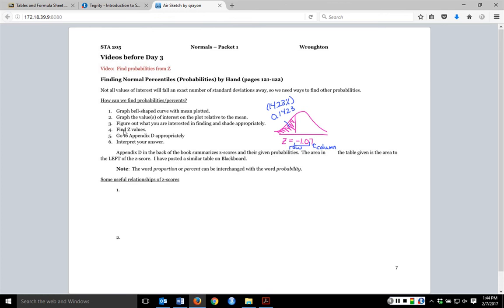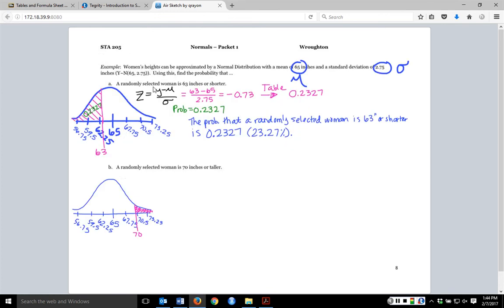Our next step again is to find the z. We already again have a reminder of what our formula is up here. So if I find my z, this time my y is the 70. My mean is still 65. My standard deviation is still 2.75. So neither of those numbers have changed. This gives me the number positive 1.82, and I can see from my picture that it's not quite 2 standard deviations above the mean. That's why it's smaller than 2.